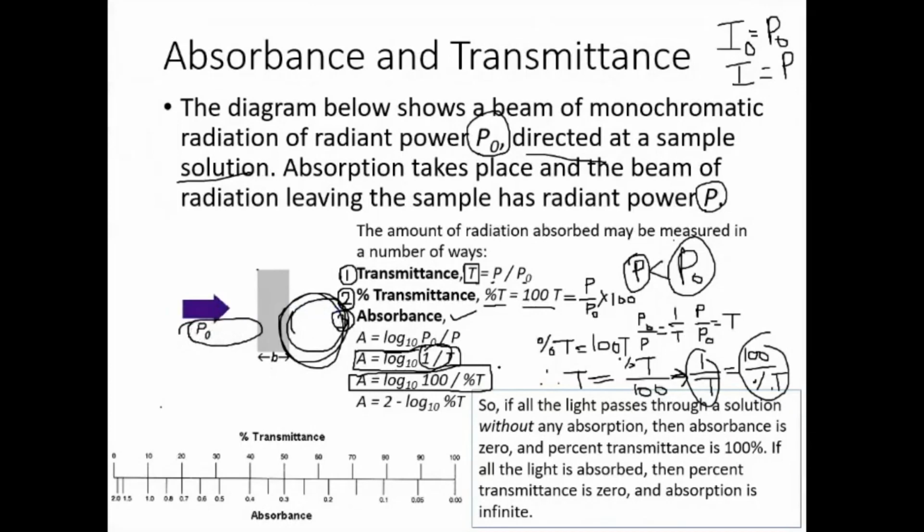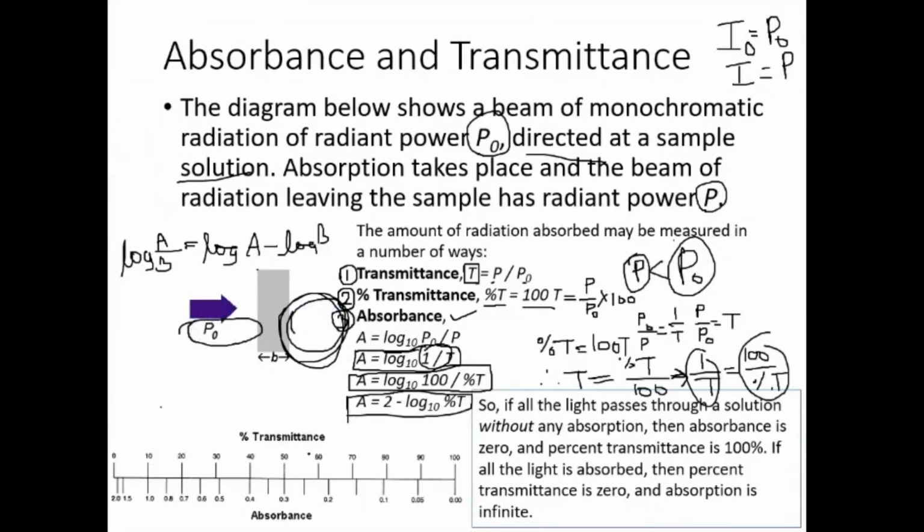Now what is log to the base 10 of 100? Very good, Kailash. It is 2. I hope you know this logic: log of a divided by b is equal to log a minus log b. Similarly here it will become log 100 minus log of percent T. So this is the fourth formula for calculating absorbance.